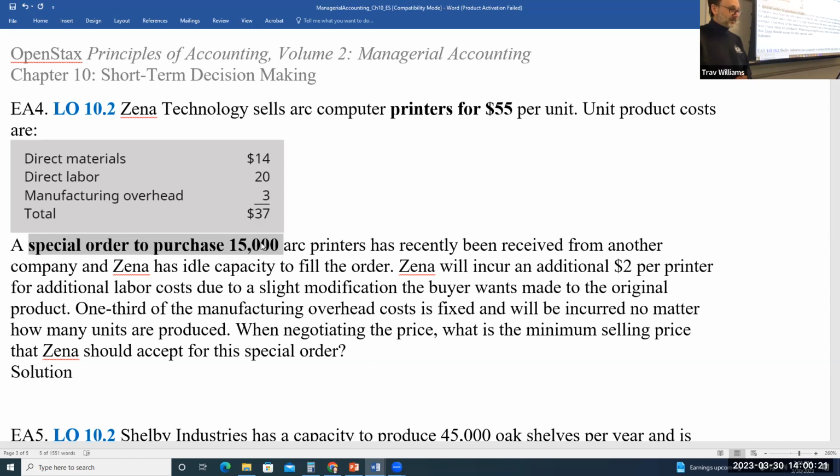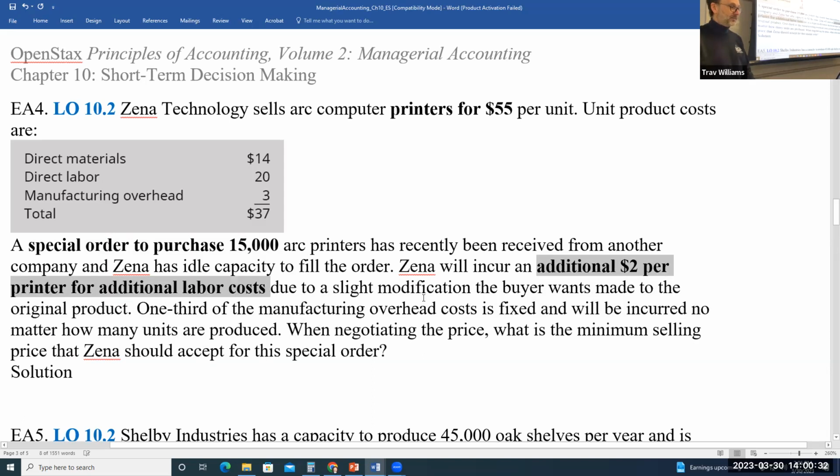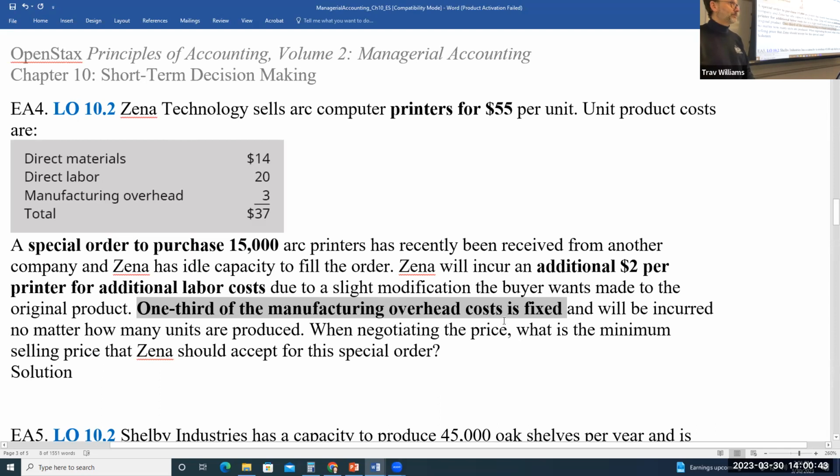They do have the idle capacity, so they can take the order. They will have an additional $2 per printer in labor costs if they take this order. And 1/3 of the manufacturing overhead is fixed and is not avoidable. But that means the other 2/3 of the overhead is avoidable. The question is, what is the minimum selling price that they should accept for the special order?